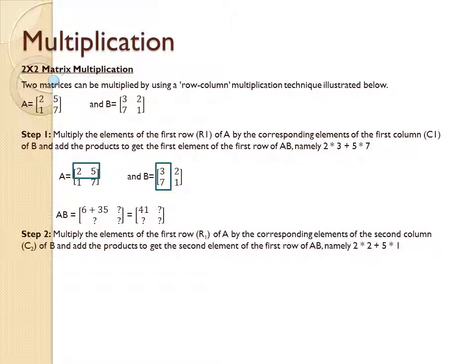Step 2. Multiply the elements of the first row of A by the corresponding elements of the second column of B and add the products to get the second element of the first row of AB. How? A and B again we have taken. I am taking the first row of matrix A and the second column of matrix B. So it will be 2 into 2 plus 5 into 1. So 2 into 2 is 4 and 5 into 1 is 5. So my second element is 9. The rest of the elements I don't know.